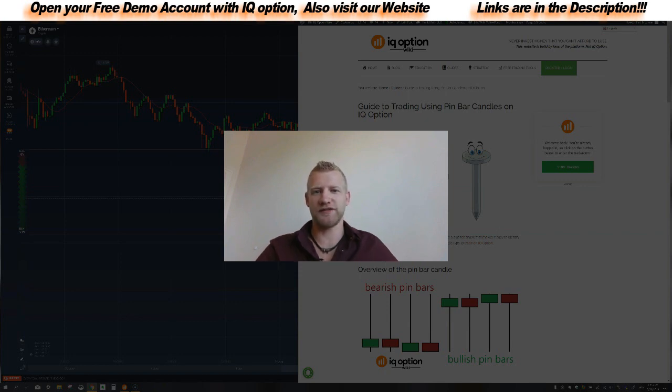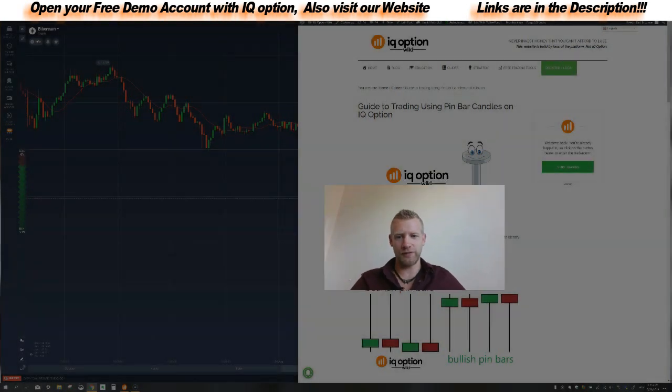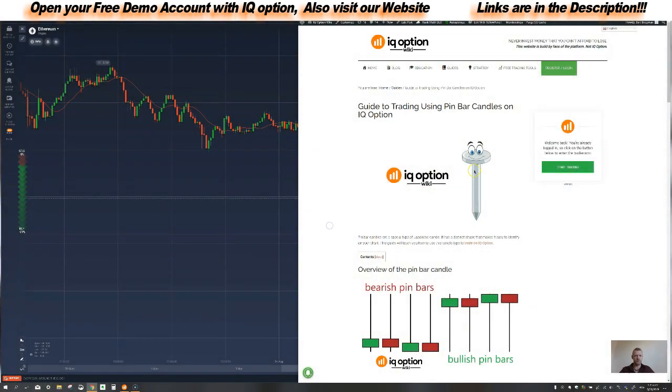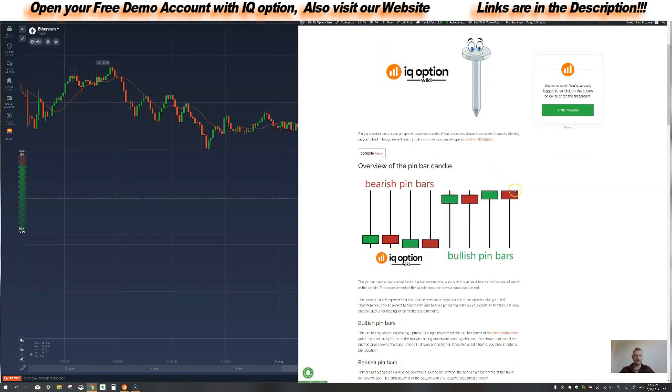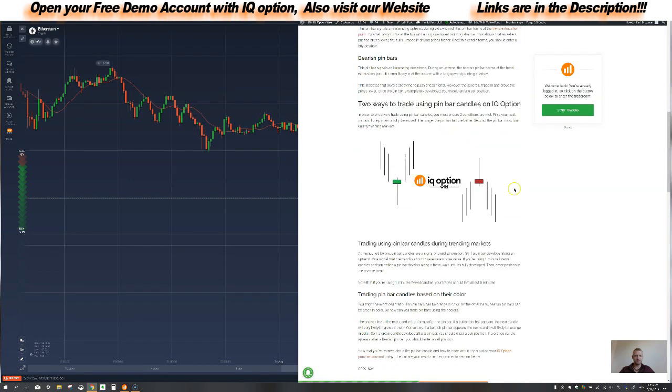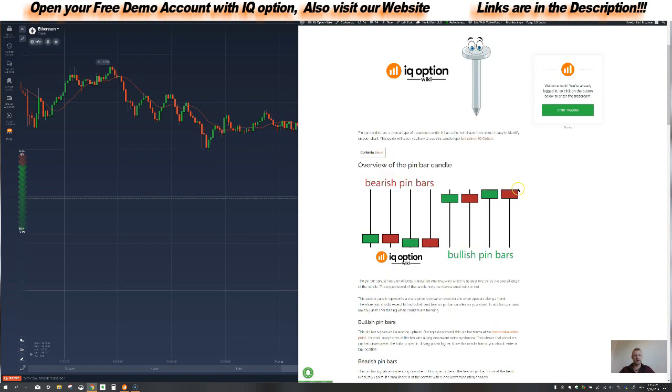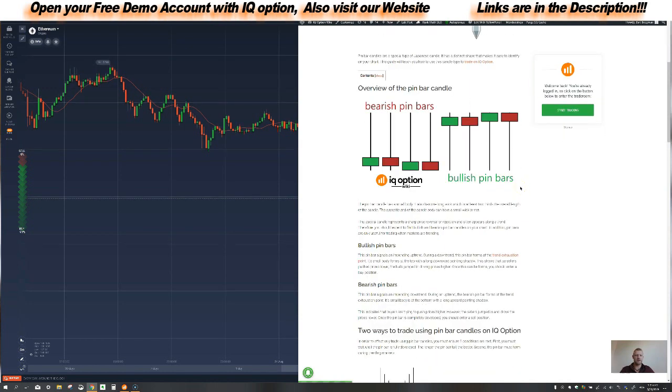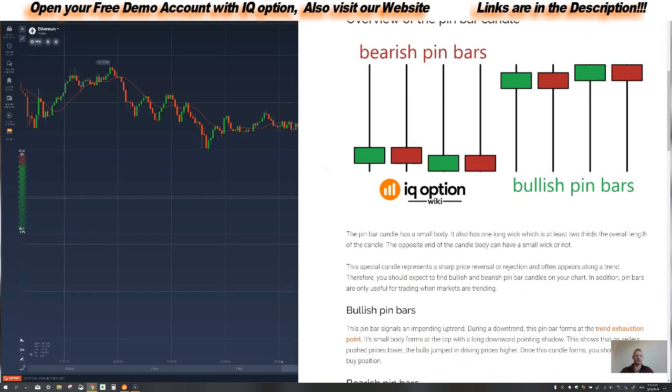This is a strategy that can be used in a steady trend, and if we have a steady trend up or down, we can determine the reversal. So let's go to our website. We have an article here that goes really in depth into the pin bar candles. You can see here you have bearish and bullish candles.